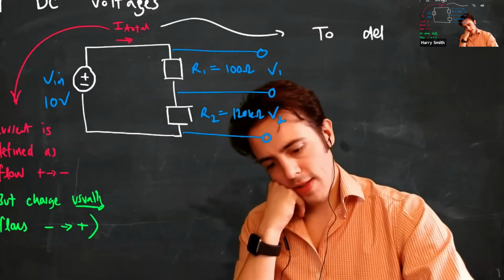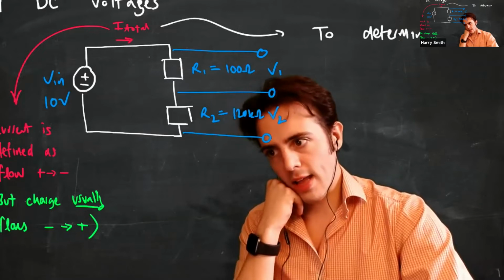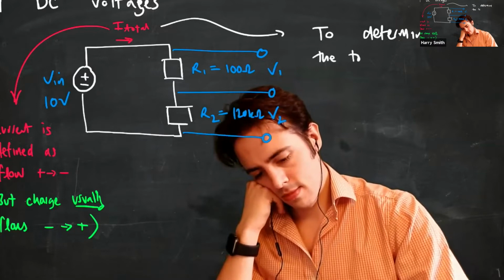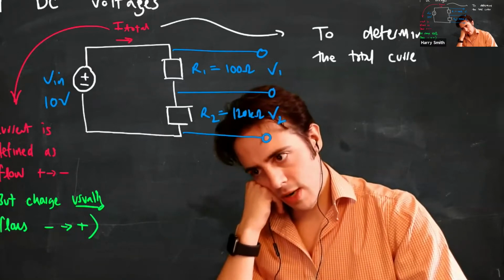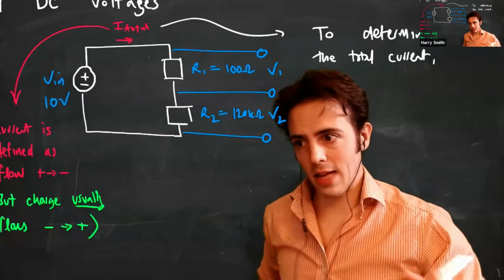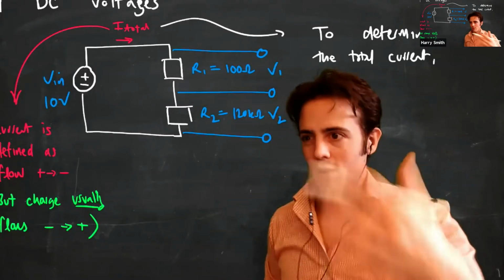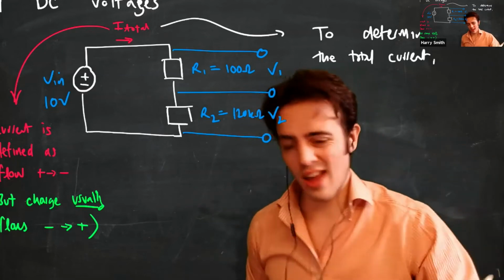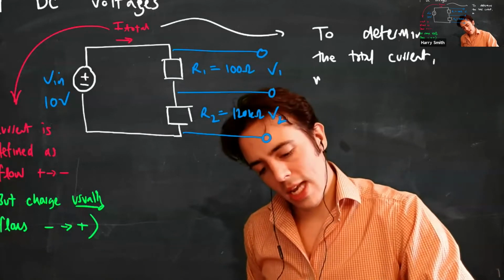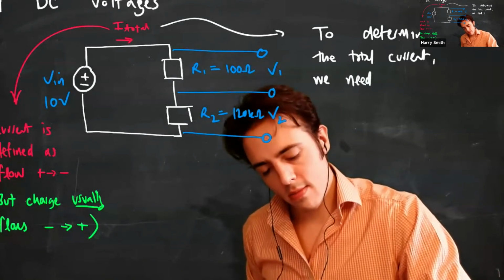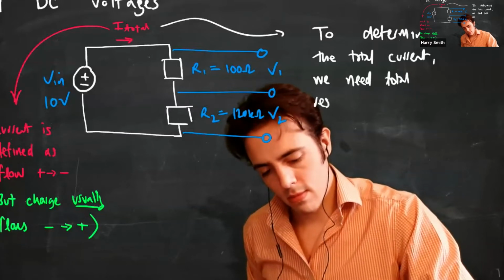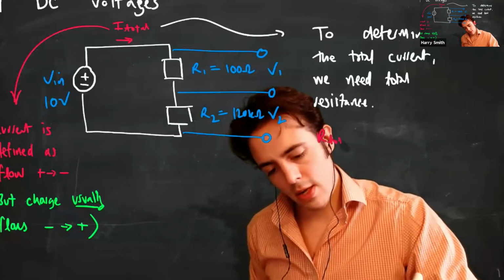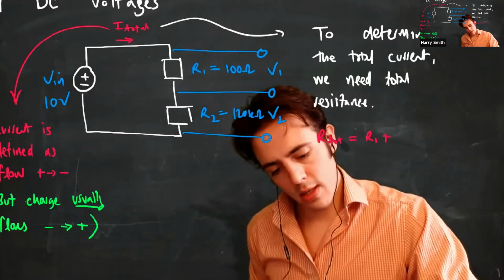V equals IR, that's good, that is Ohm's law. What is the R in that expression? To determine the total current, we need the total resistance, Caitlin, that's good. And Carla said R1 plus R2, Timothy said R1 plus R2. So some of you are hot on this, but we're going to take a slow start with this lecture and we'll get there. So to determine the total current, we need the total resistance. So R total is equal to R1 plus R2.